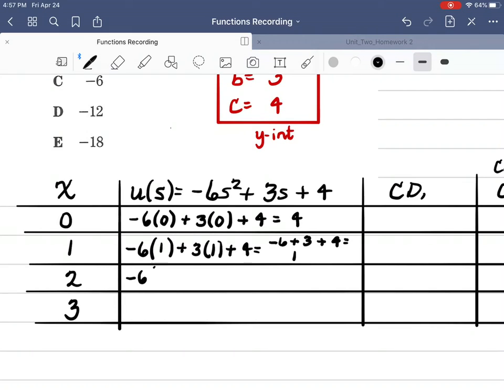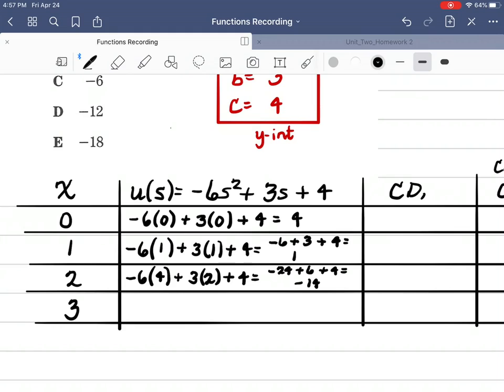Negative 6, 2 times 2 is 4. You have to square that term. 3 times 2 and then 4. So this one comes out to be a negative 24 plus a 6 plus a 4. So this is a negative 14. Yes. I don't have my calculator.